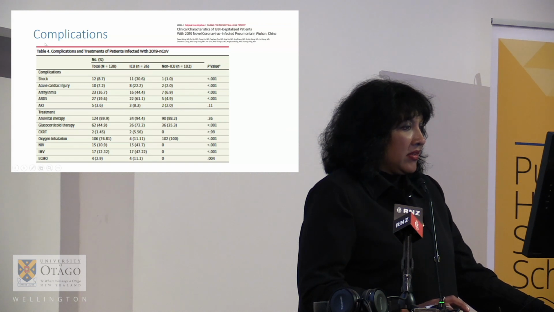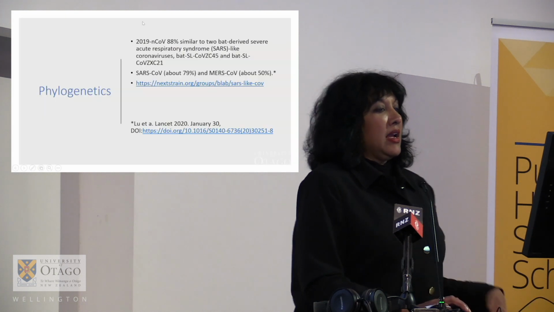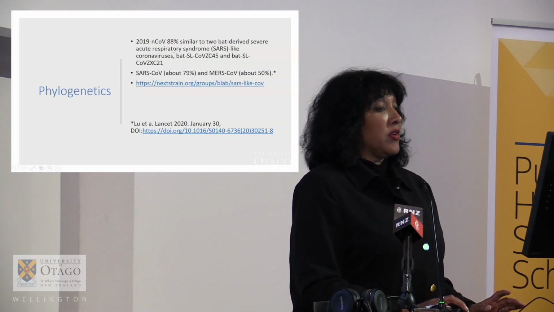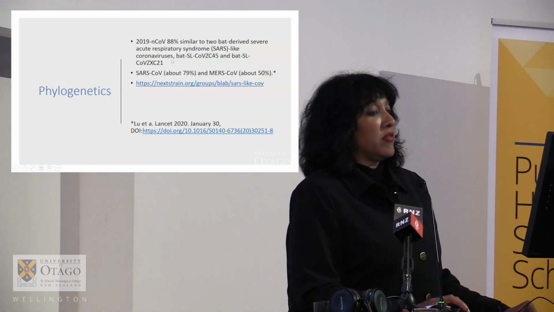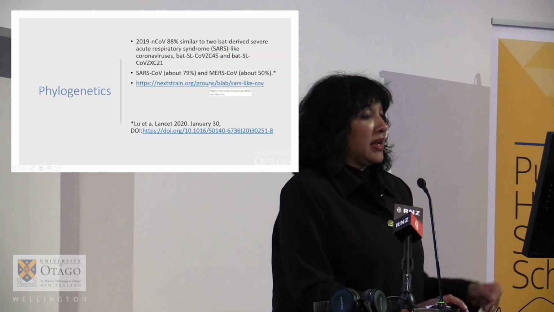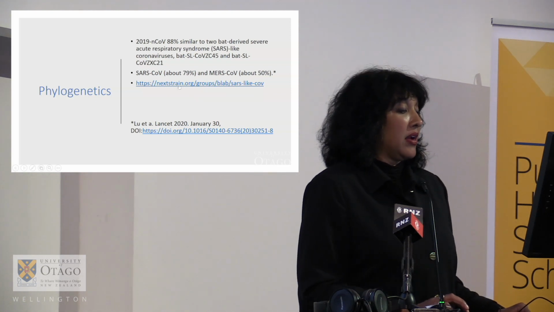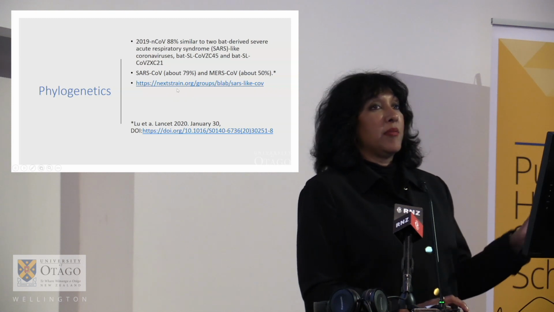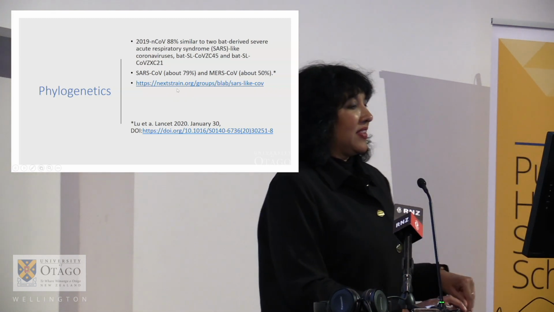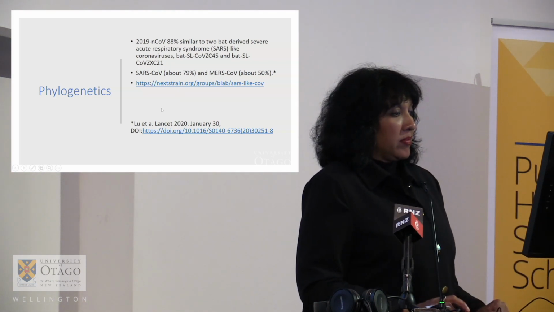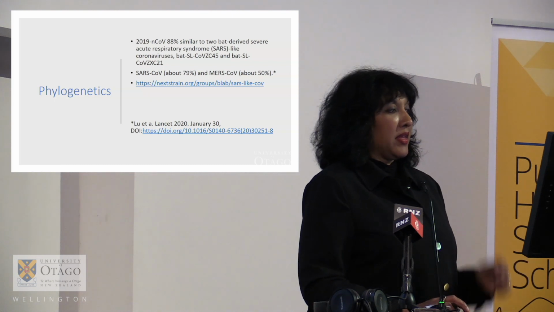We've looked at the complications. Phylogenetics: it's 88% similar to bat-derived severe acute respiratory syndrome-like coronaviruses, 79% similar to SARS, and 50% similar to MERS coronavirus. If you're following the phylogenetics, I'd recommend nextstrain.org, which is a really good site, and it's reputable. And if you hear about all the conspiracy theories about HIV and so on, just check this site, and that's been debunked. So there is a lot of misinformation out there.